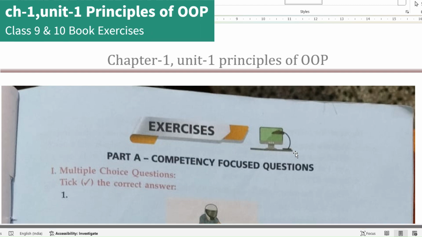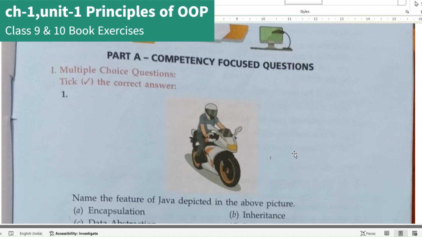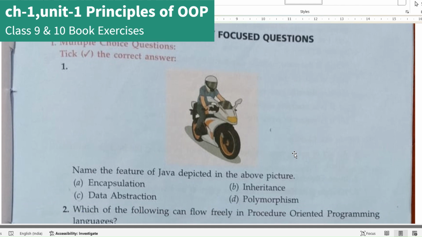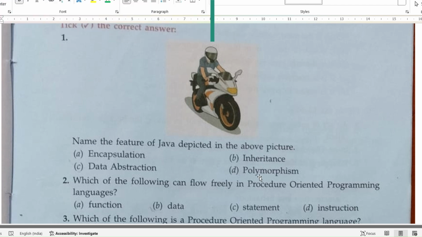Chapter 1, Unit 1, Principles of OOP for Class 9 and 10. Book Exercise. Class 9. Question number 1. Name the feature of Java depicted in the above picture. Options are encapsulation, inheritance, data abstraction, polymorphism. The correct answer is data abstraction.